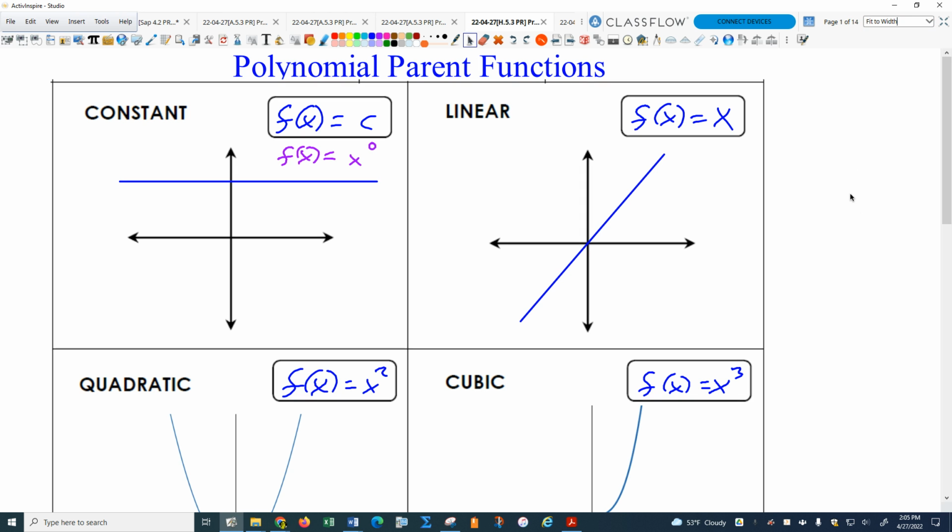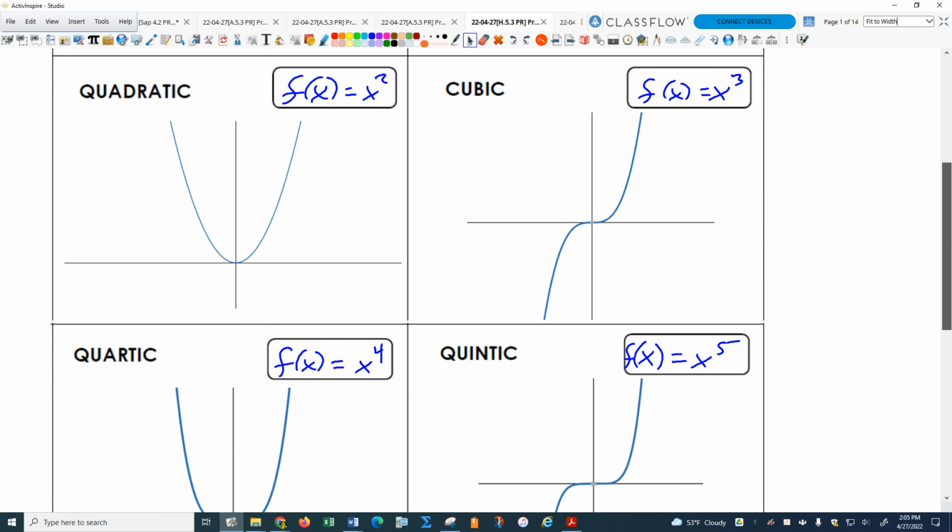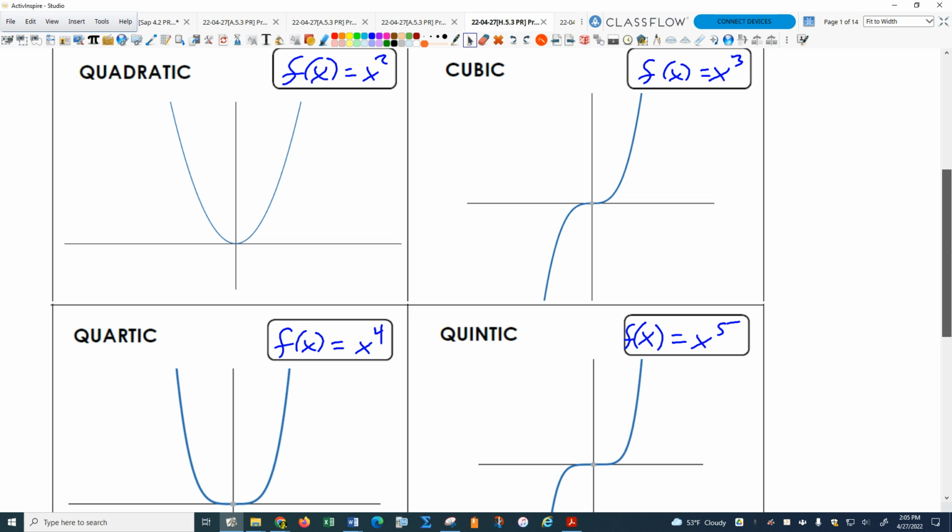All right, so we looked at some parent function shapes the other day. And what we notice when we look at these examples right here is that they are representative of what all the graphs are going to look like if I take even powers of x and odd powers of x, right? The even powers of x all look basically like a parabola. The bigger the exponent gets, so x to the fourth, you can see is a little bit more squared off.